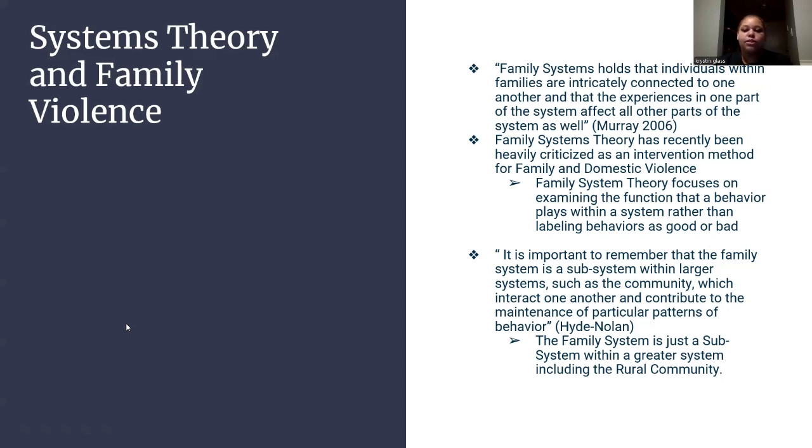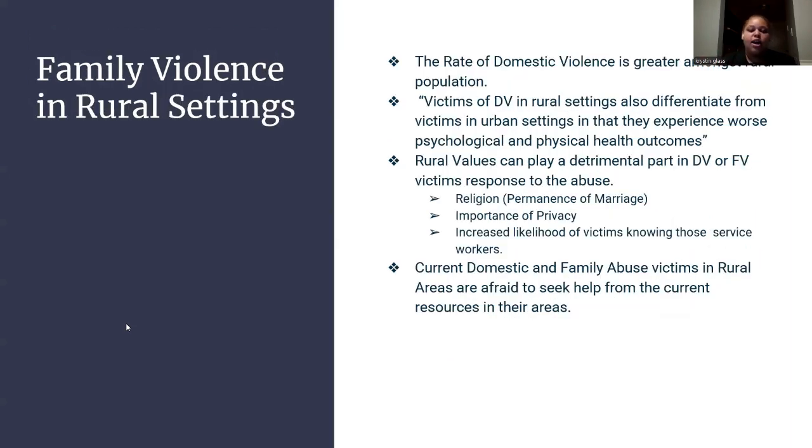It is important to remember that the family is a subsystem within larger systems such as community, which interact with one another and contribute to the maintenance of particular patterns of behavior. So the family system is a subsystem within a greater system, including the rural community, which we'll get into now.